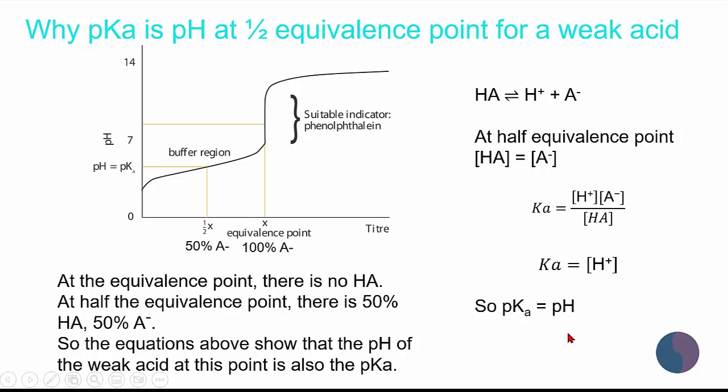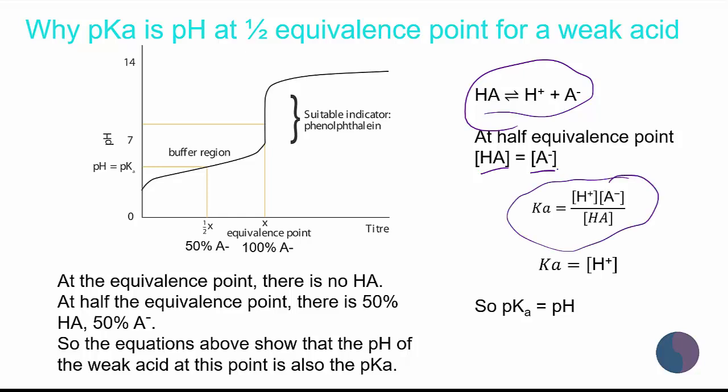Very similar to indicators. At the half equivalence point, the two values are the same. So that's the equation, the acid dissociation constant. Once you sub those in, they cancel each other out and you're left with this situation here. And so the Ka and the H plus are equal. And if you take the negative log, it says that the pKa is equal to the pH.